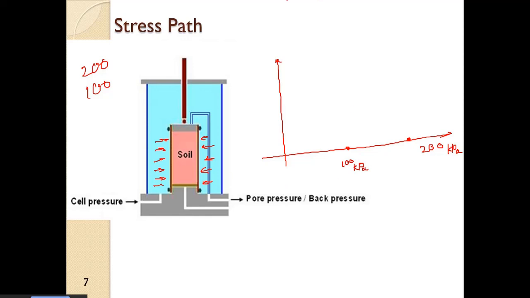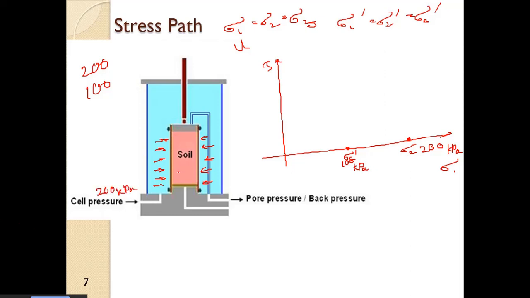Because during cell pressure, sigma 1 is equal to sigma 2 is equal to sigma 3, right? And similarly sigma 1 dash is equal to sigma 2 dash is equal to sigma 3 dash. This is shear stress and this is normal stress. Okay, now there is pore water pressure, so if we subtract, this is sigma c dash, and this is sigma c total. So the cell pressure is 200 kPa, and the pore water pressure is 100 kPa, giving the effective stress in the soil.